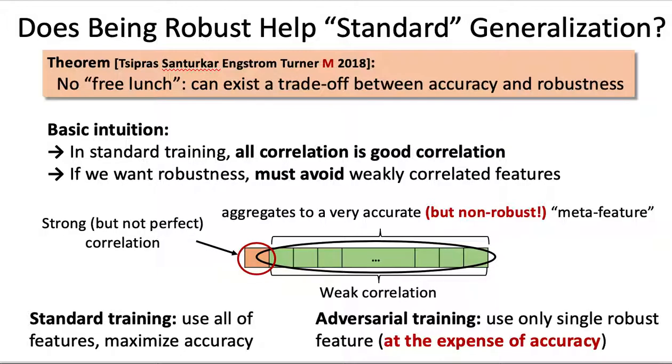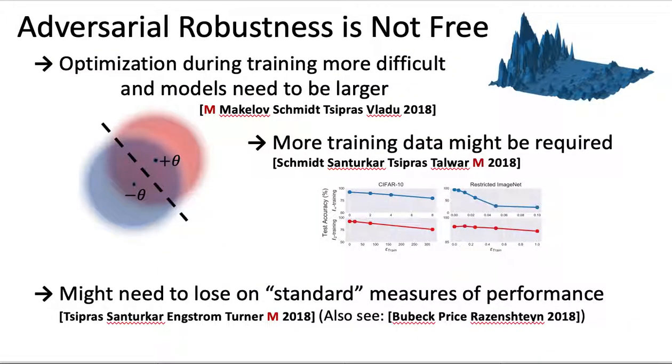So the summary here is that robustness is not for free. Clearly, we have to pay because the training process is expensive. It requires larger models, so that's one kind of cost that we pay. But there is more. We might need, and actually we do need, more training data to do robust generalization. And we might also need to give up on the standard measures of performance to get some robustness. This is the picture we get.